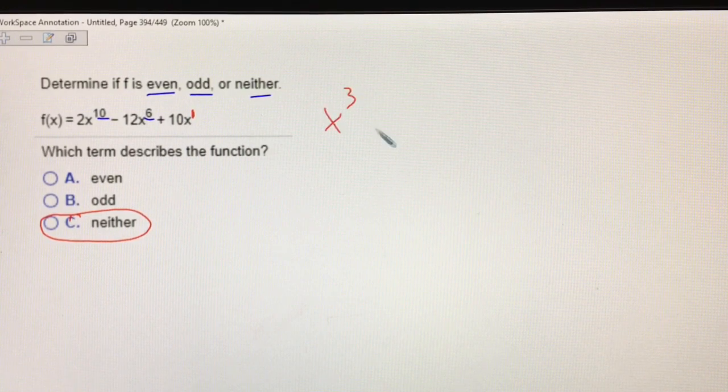Now, an odd equation would look like this: x cubed minus 12x plus 4. Notice, that's an x to the 1. I can't have the plus 4. It has to be an odd exponent. So that's odd, and that's 1. That's odd. So that would be an odd equation.